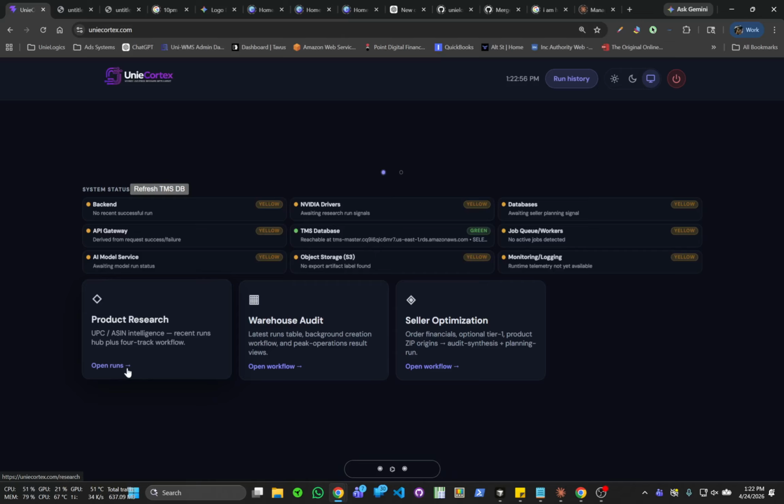So let's speak about UniCortex. UniCortex is an artificial intelligence layer. What you see right now is actually a front end design so that you can see what the capabilities of the back end, the drivers and the APIs that we have are.